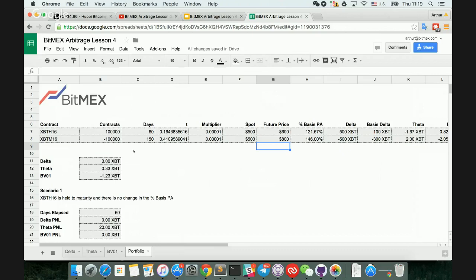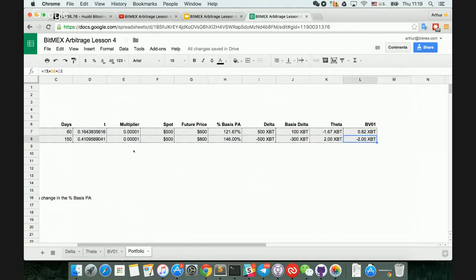because we have a positive carry because we'll receive money every day, or we have a curve flattener because we would like the long end to decline and the short end to rise to flatten the steepness of the curve. And now we have a negative BVO1, and that's because we've sold the contract with the large time value and with a higher percentage basis per annum. And as we can see here, these are the two BVO1s.